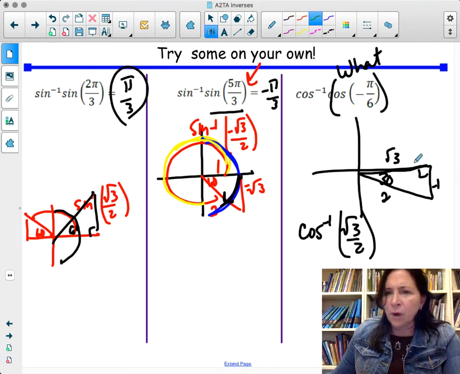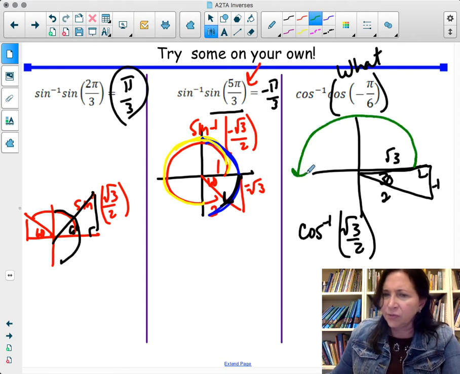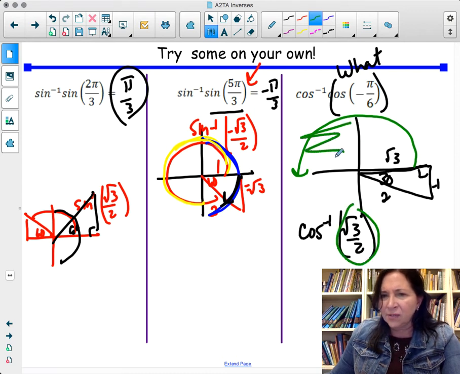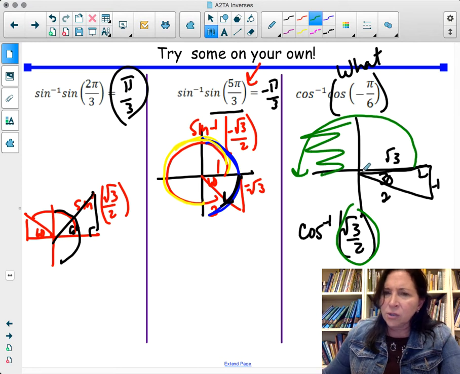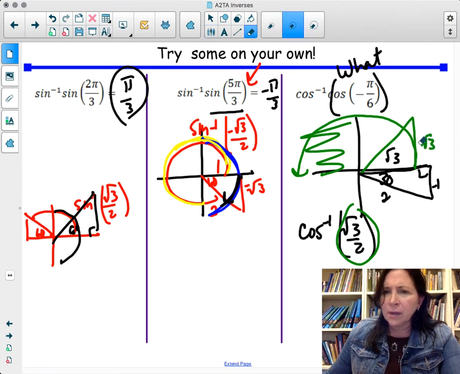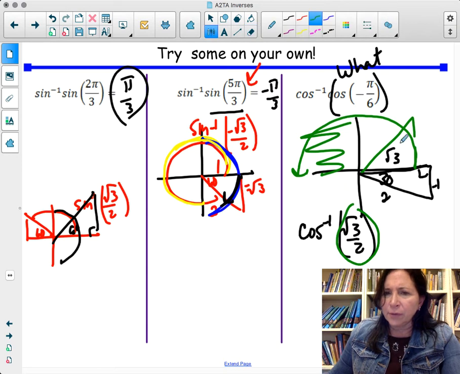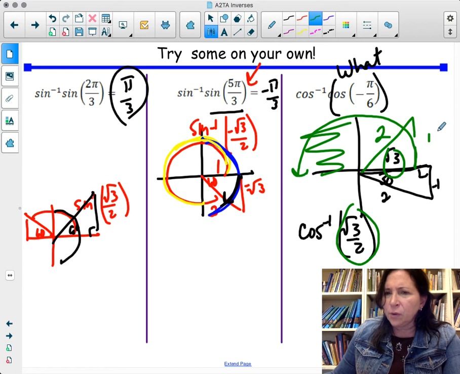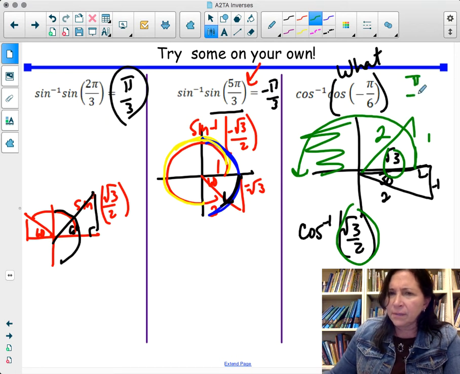Okay, where is cosine root 3 over 2? Now, remember, our restricted area is here to here for cosine, 0 to pi. And so where within this area right here is cosine root 3 over 2? This is positive, so that means that this is out because cosine is negative there. So in the first quadrant, we have root 3 over 2, right? Oops, I'm sorry, that's not right. Cosine being root 3 over 2, here. So where are we at? This is a 1, so we're at pi over 6. Done.